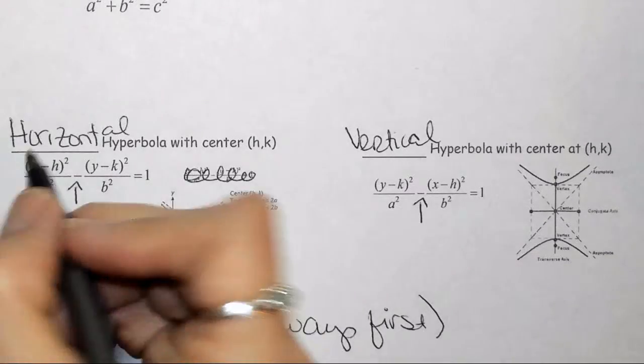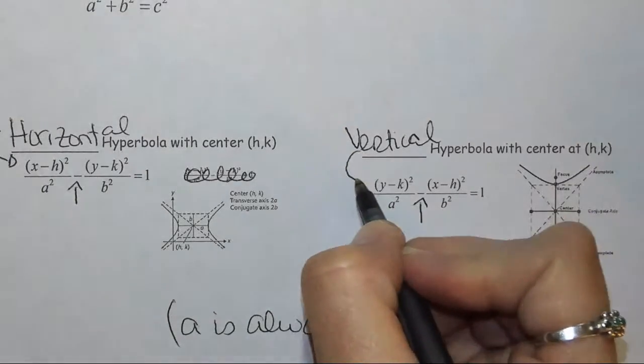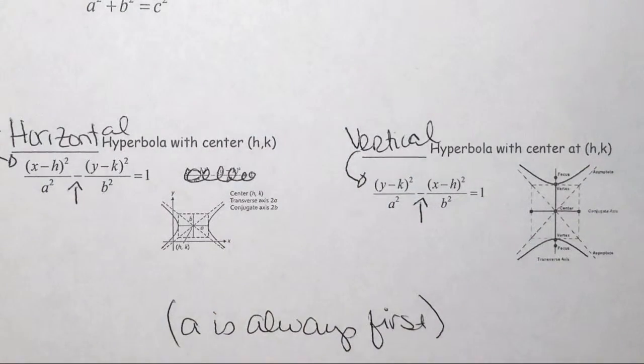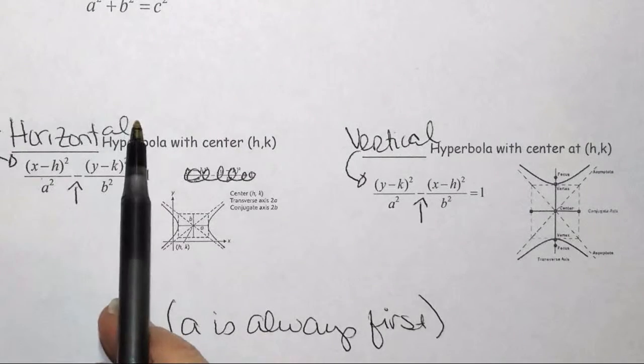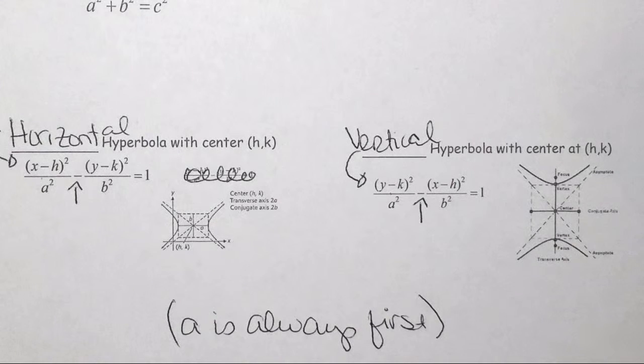I know this one is horizontal because the x variable came first. And I know this one is vertical because the y variable came first. So when you're looking at an equation, if they write the x first, it's horizontal. If they write the y first, it's vertical. Everything else works just like it did with the ellipses.